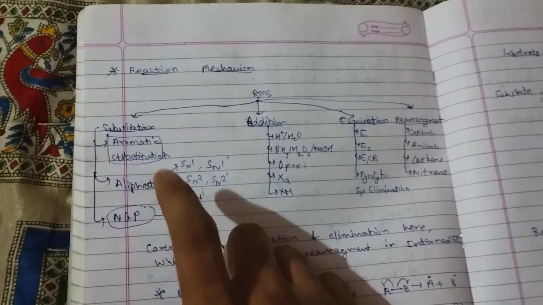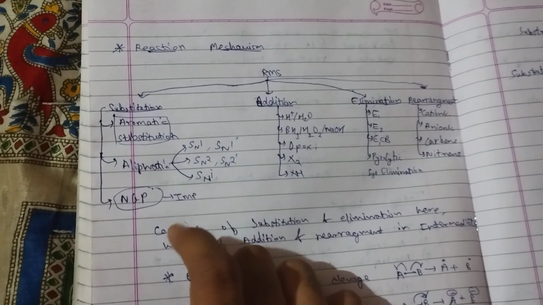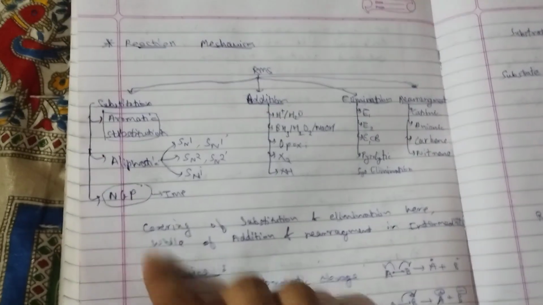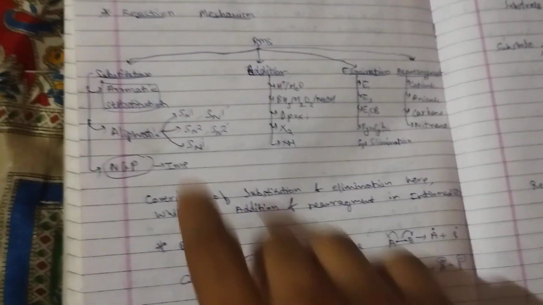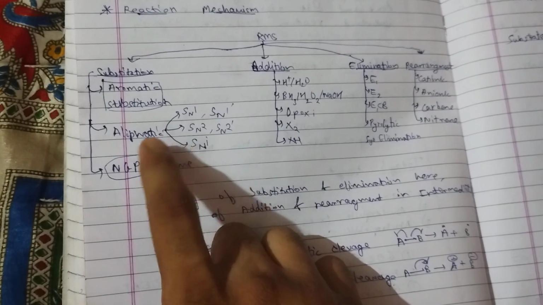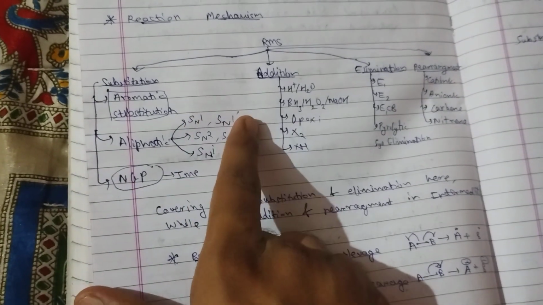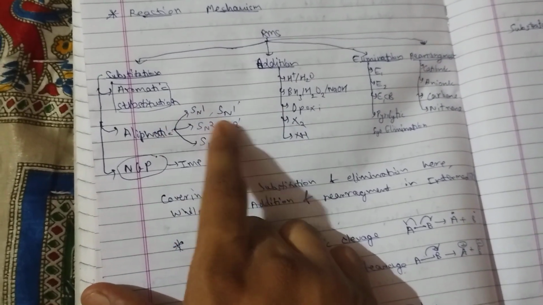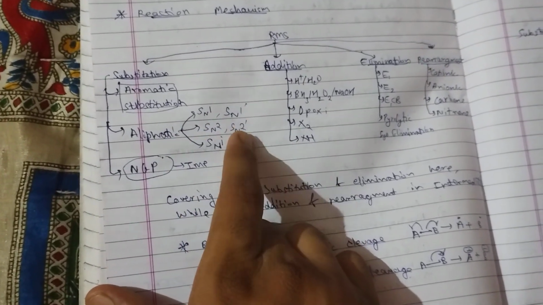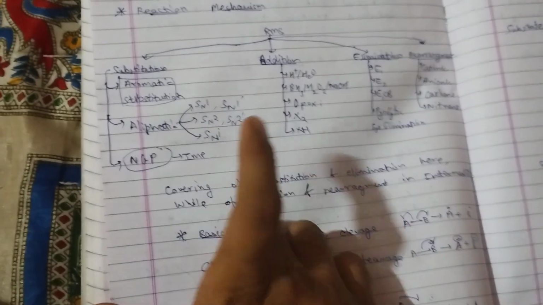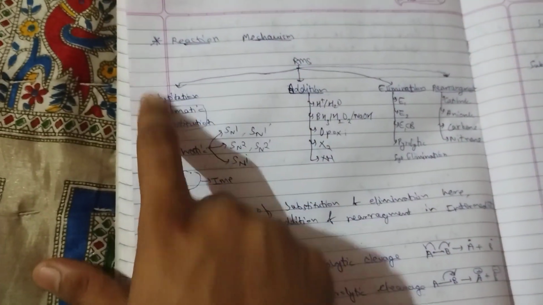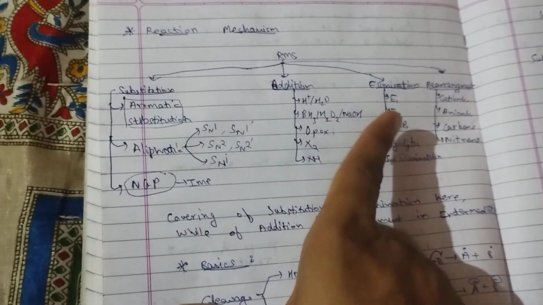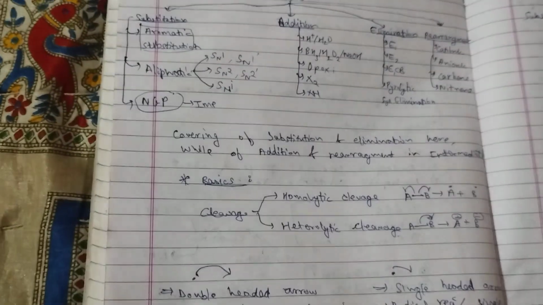In substitution reaction, we have aromatic substitution, aliphatic substitution, and NGP. This is very important from the perspective of IIT JAM and CSIR NET. Now in aliphatic we have SN1, SN2 and SNi. SNi is substitution nucleophilic internal, and SN1 you know, and same is SN2. First of all I will cover this substitution reaction, and similarly addition reaction, elimination reaction, and rearrangement reaction.